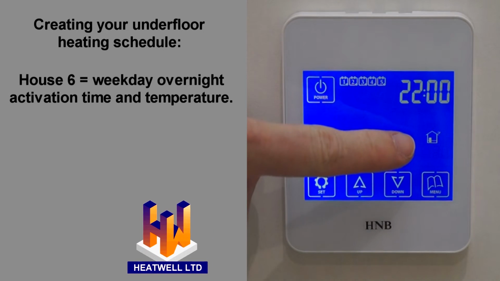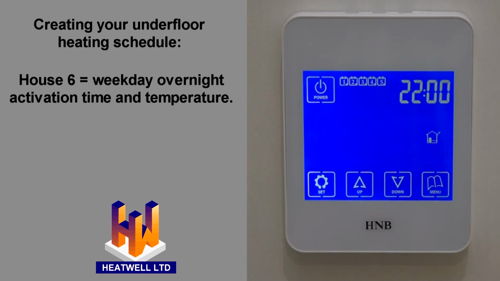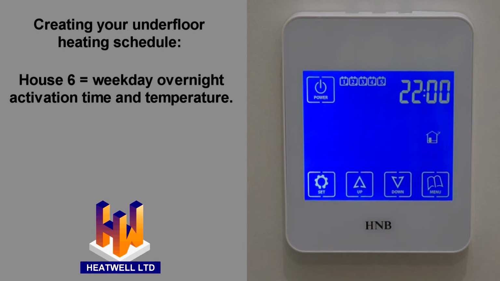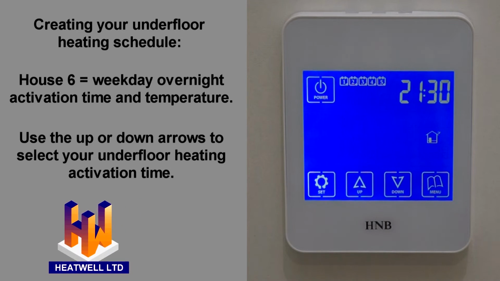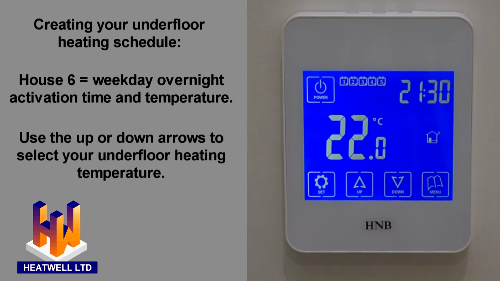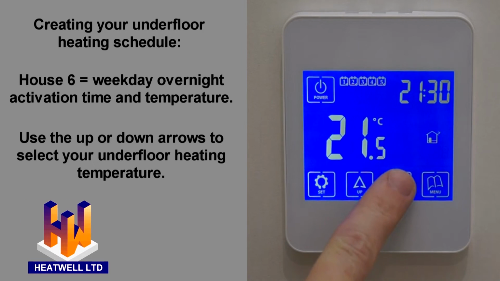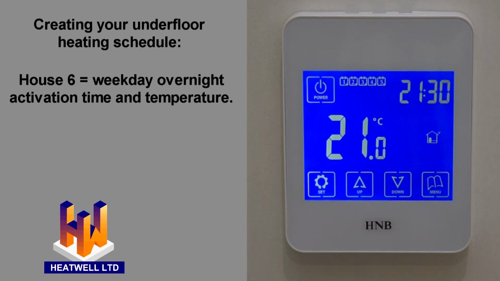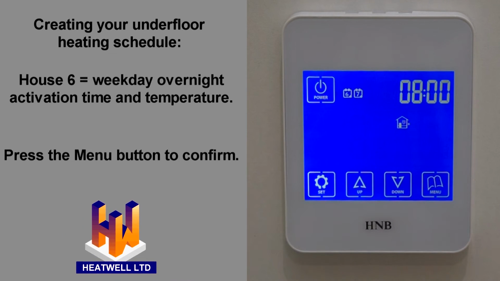Lastly, the sixth house symbol will be displayed. This is the activation time and temperature for when you go to sleep. In this case, we'll select 9:30 p.m. Then press the menu button, and then we'll select our overnight floor temperature, in this case 21 degrees. Then press the menu button to confirm and move on to the next time and temperature.